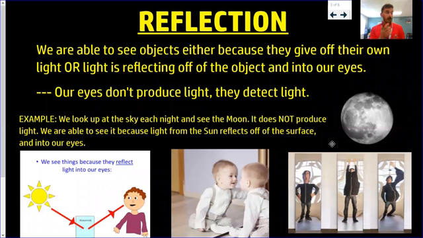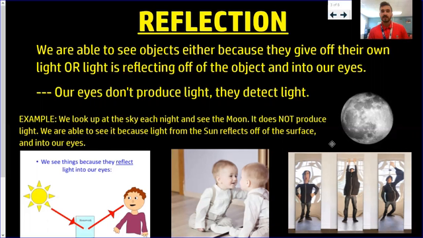So when those light waves are traveling and they hit an object, at times they will bounce off of those objects, which really kind of led us into talking about reflection. When light is reflecting, that's what gives us the ability to see anything that we see.